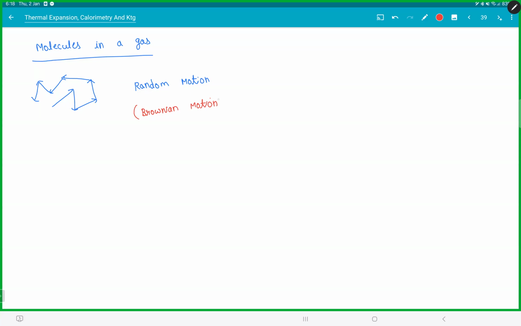So this Brownian motion, now, this thing happens due to molecular collisions. There are so many molecules inside. After collision, they'll just keep on bouncing everywhere.